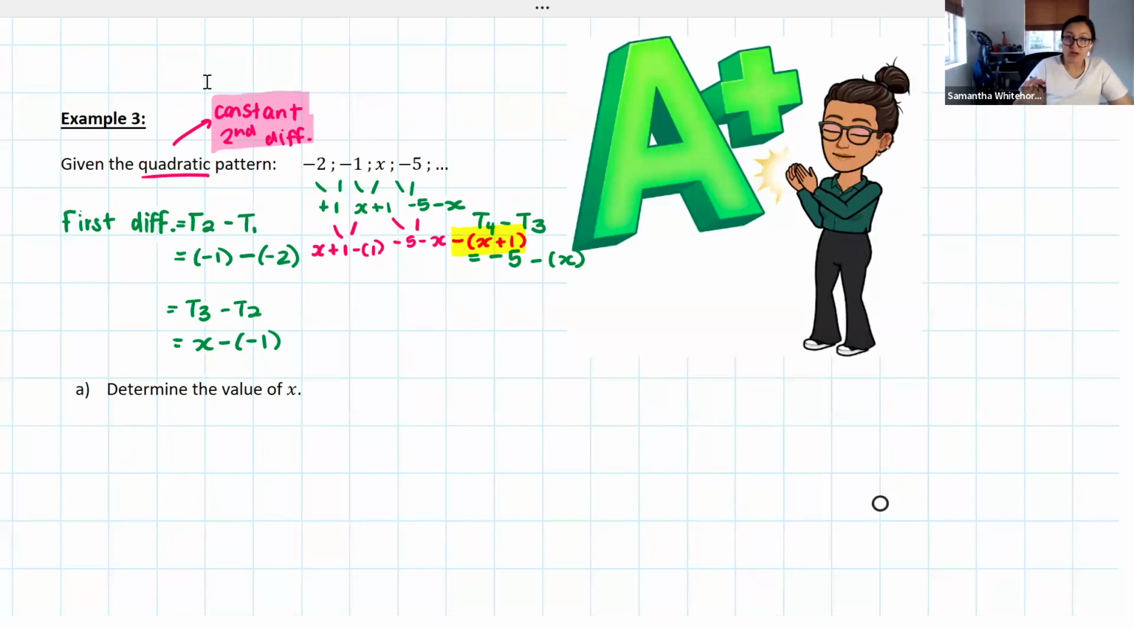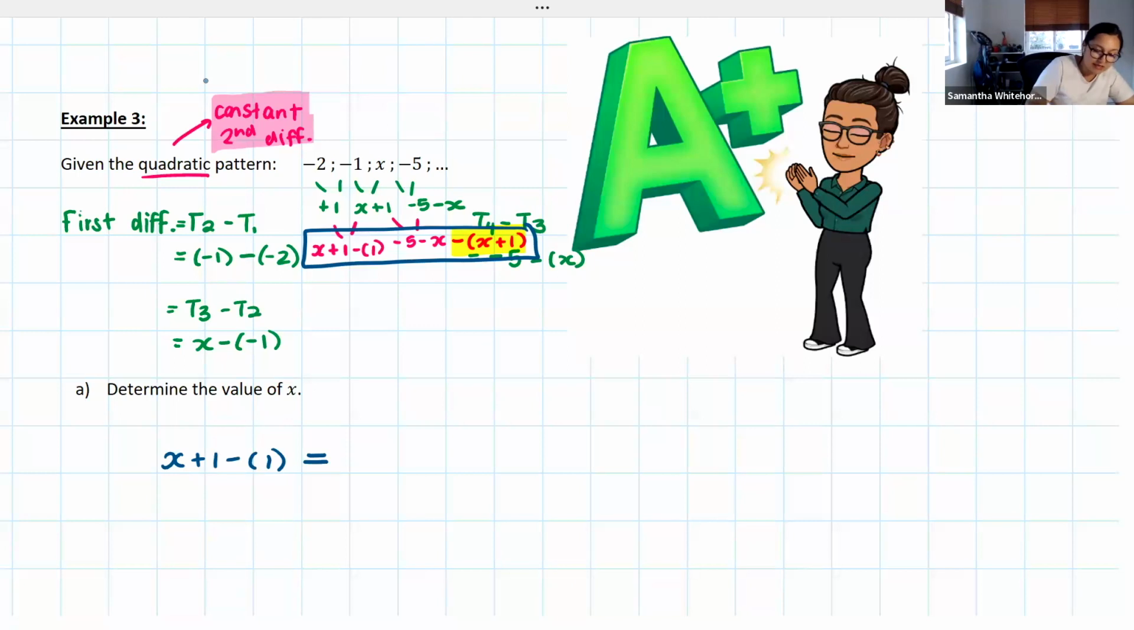Okay, guys, so now we know this. What we know is that these second differences over here have to be constant. They have to be the same value. And because we know that, we can set up an equation. We know that whatever x plus 1 minus 1 is, has to be exactly the same as whatever -5 minus x plus 1 is. It is a constant second difference. They have to be the same.